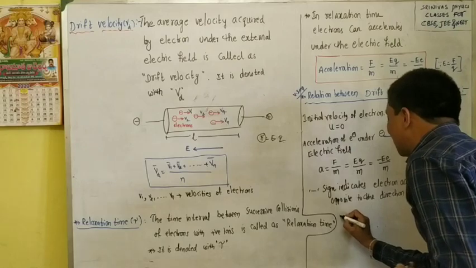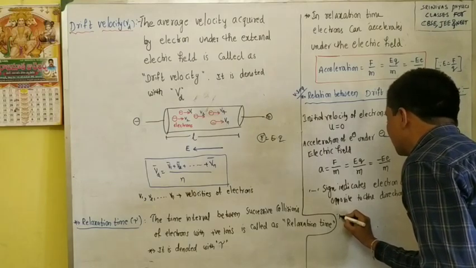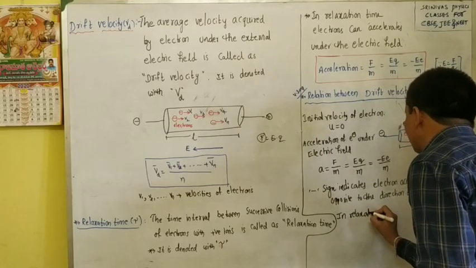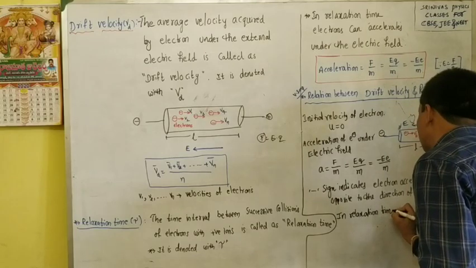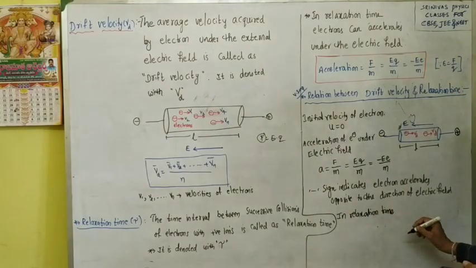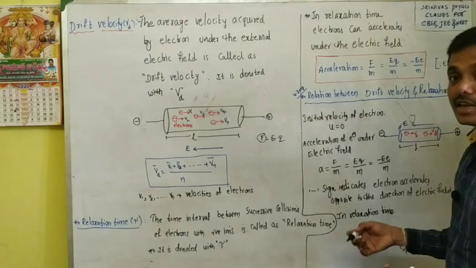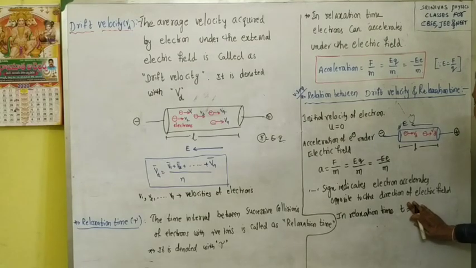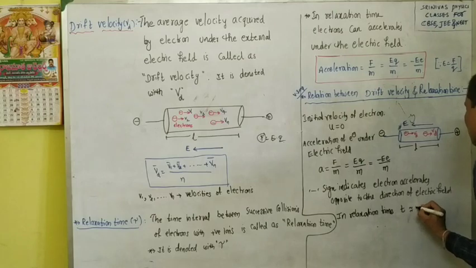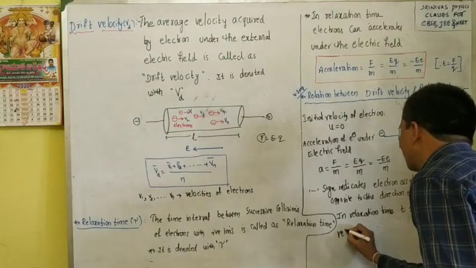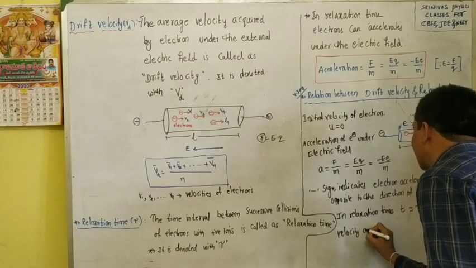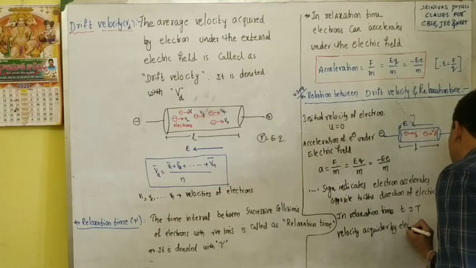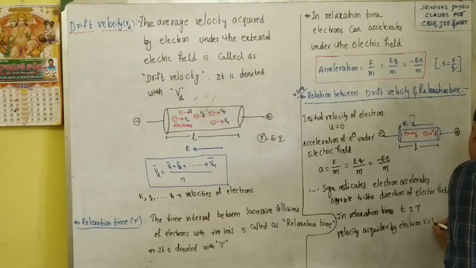Now we got the acceleration, and after some time the electron acquires some velocity. In the relaxation time, the electron will accelerate and travel without any collision. If a collision occurs, the velocity and direction change, but in relaxation time there is no collision. That means the time t is equal to tau, the relaxation time. The velocity acquired by the electron is the drift velocity. The final velocity is equal to the drift velocity.